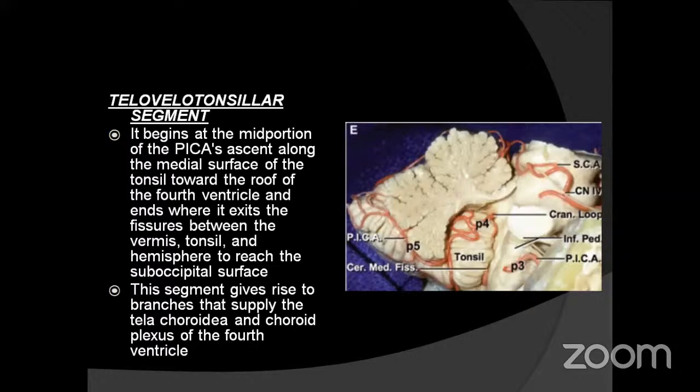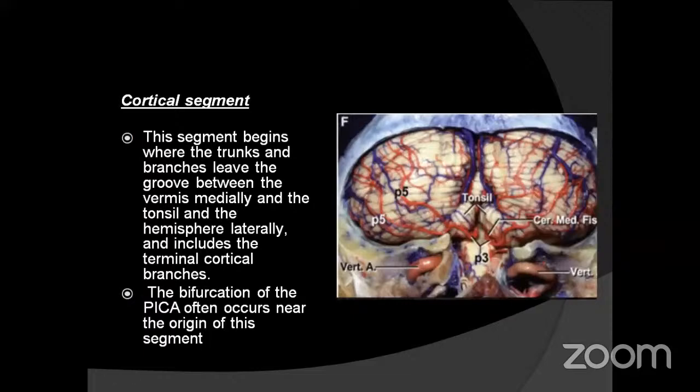Now the P4 segment, or the telovelotonsillar segment. This segment begins at the mid portion of the PICA's ascent along the medial surface of the tonsil towards the roof of the fourth ventricle, and ends where it exits a fissure between the vermis, tonsil, and hemisphere to reach a suboccipital surface. So the P4 segment is going to make a cranial loop, and it's going to end up in the cerebellomedullary fissure. This segment gives rise to branches that supply the tela choroidea and choroid plexus of the fourth ventricle because it's intimately related to the inferior wall of the fourth ventricle.